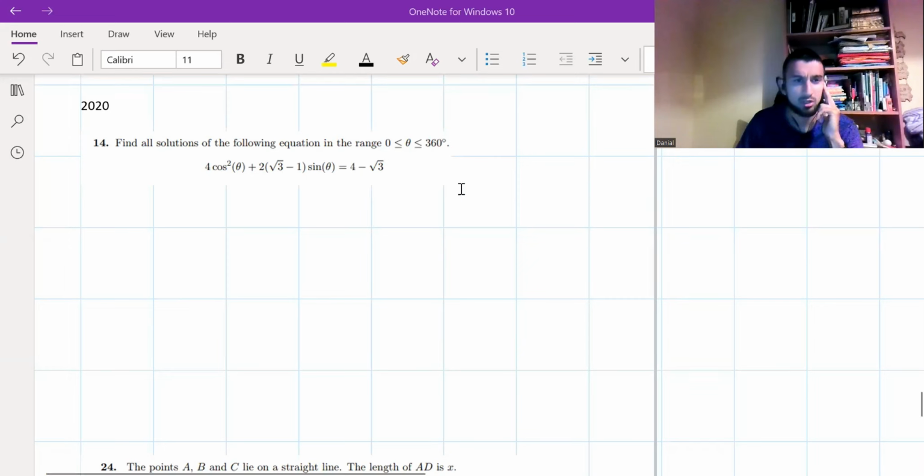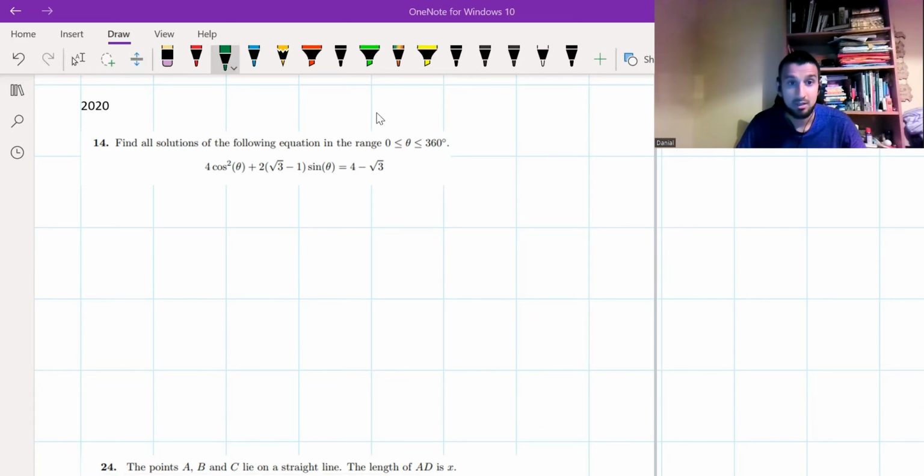We have another trigonometric identity question here from paper 2020. Find all solutions of the following equation in this range, 0 to 360 degrees. From the equation, we can see it's 4 cos squared theta plus (2 root 3 minus 1) sine theta equals 4 minus root 3.